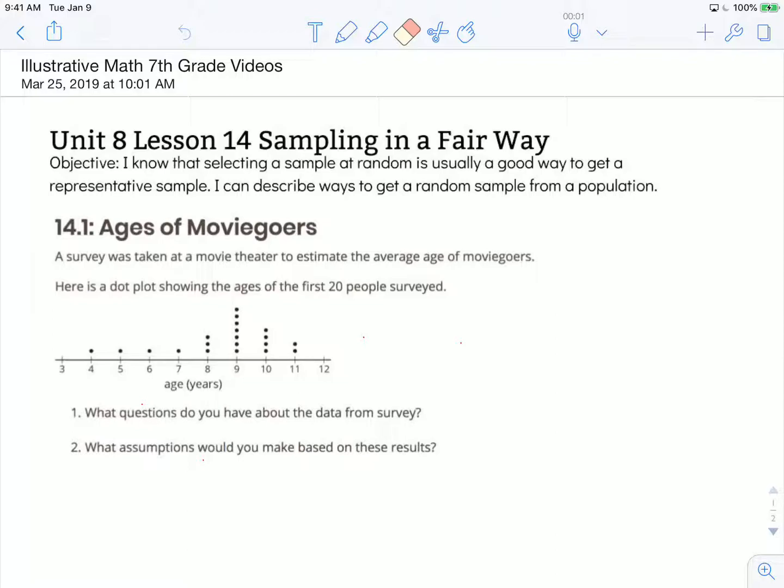We're going to look at the warm-up from this lesson. The warm-up is 14.1, Ages of Moviegoers. A survey was taken at a movie theater to estimate the average age of moviegoers. Here is a dot plot showing the ages of the first 20 people surveyed.